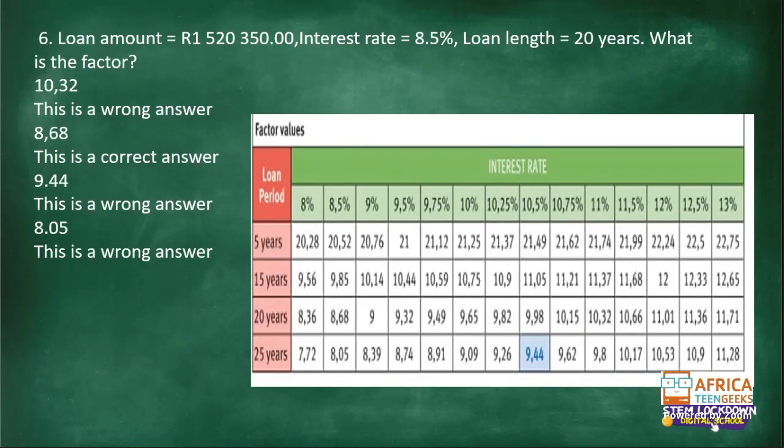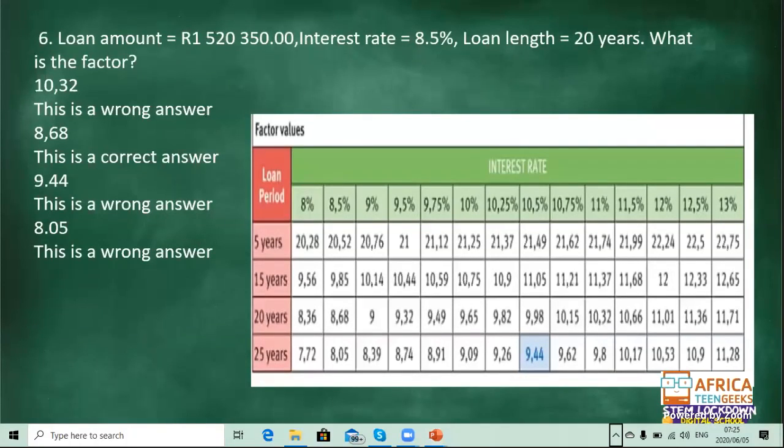Your monthly repayment will be higher because your factor will be low. So the lower the factor, the higher the monthly repayment. Take, for instance, a loan which can be paid in 5 years. You can see the factor there is 20.52. Now, if the factor is 20.52, this therefore means that your monthly repayment will be affected as well.